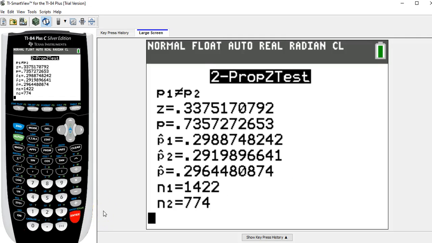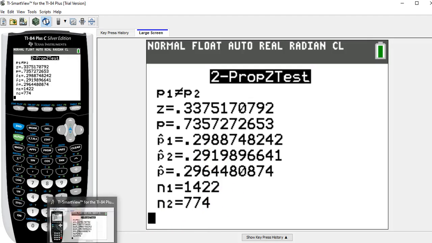I get the z there is the test statistic, which is 0.33751. That's something they asked for in the homework. And the other thing they're going to ask for is this p-value, 0.7357. So those are the two numbers that the homework is going to ask for. Of course, the p-hat1 and the p-hat2, this is the first sample proportion. p-hat2 is the second sample proportion.